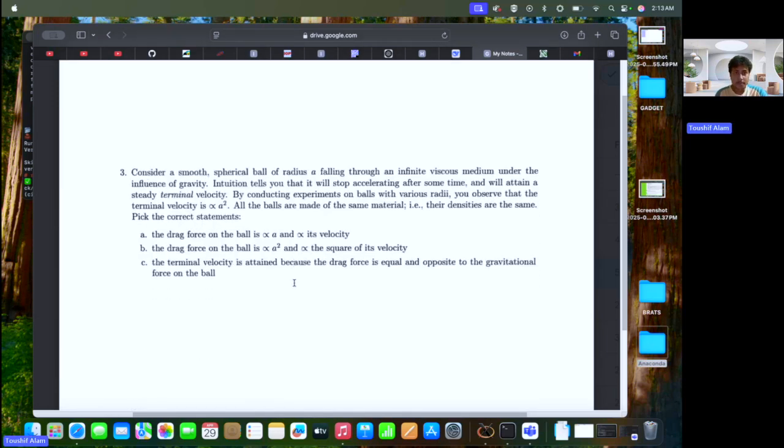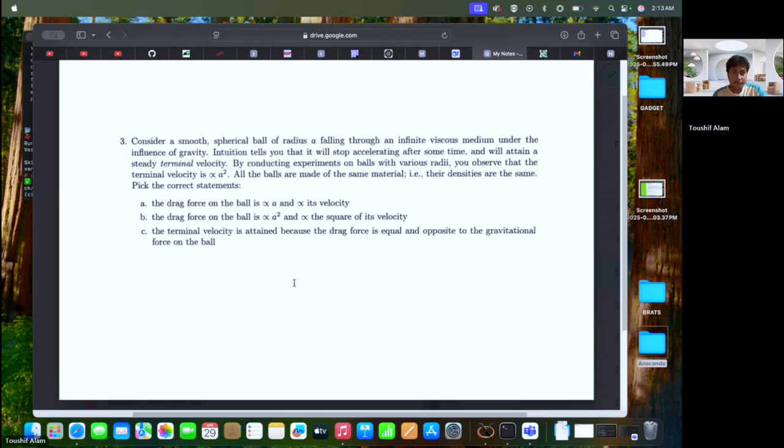Next question. Consider a smooth spherical ball of radius a falling through an infinite viscous medium under the influence of gravity. Intuition tells you that it will stop accelerating after some time and will attain a steady terminal velocity. By conducting experiments on balls with various radii, you observe that the terminal velocity is proportional to a squared. All the balls are made of the same material, so that their densities are the same. So pick the correct statements.